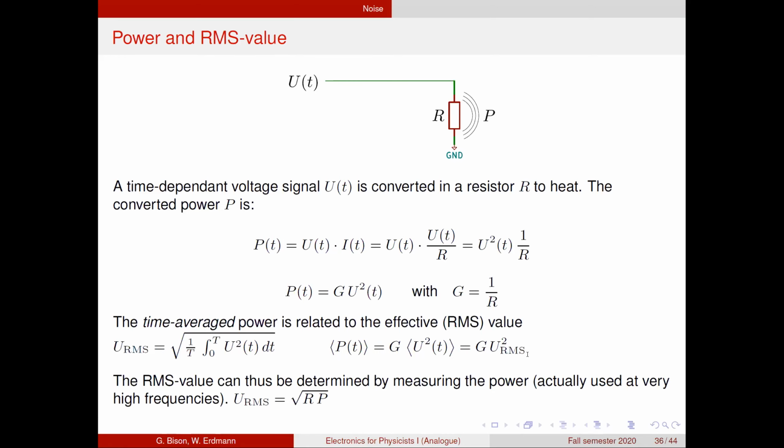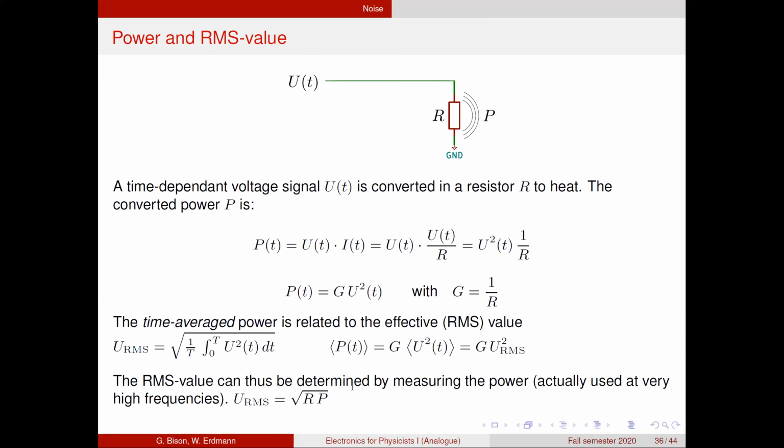And well, that's a fundamental relation, and it's basically why RMS voltages are important. They tell you how much power a certain signal conveys. So the RMS value can be determined by measuring the power. You'd simply take the power, multiply with the resistance that you've used, and take the square root, and you find the RMS voltage. And that's actually used.